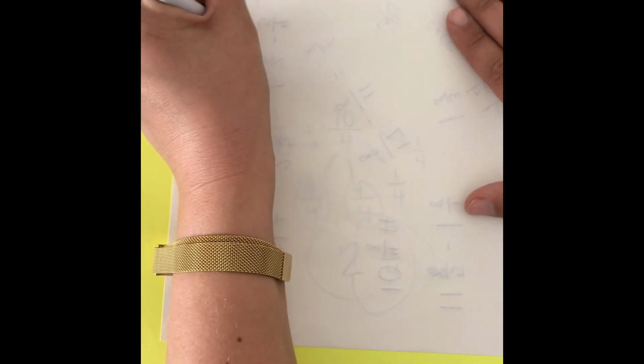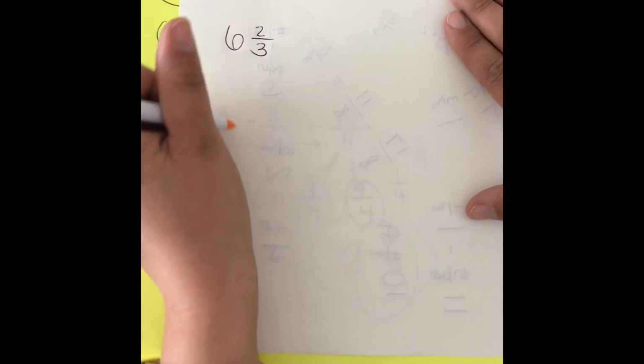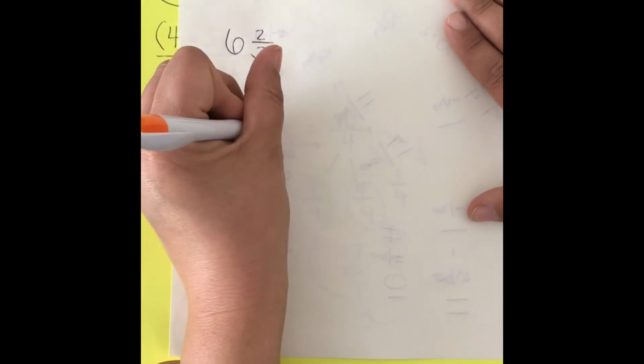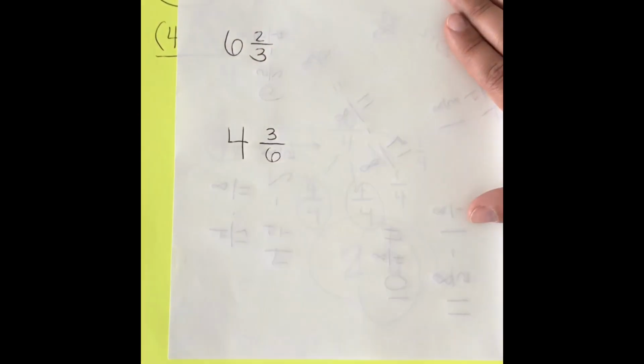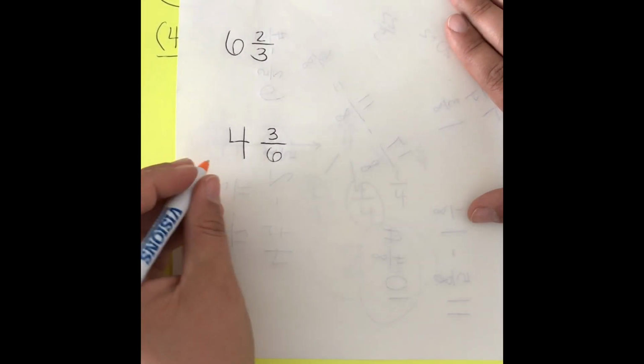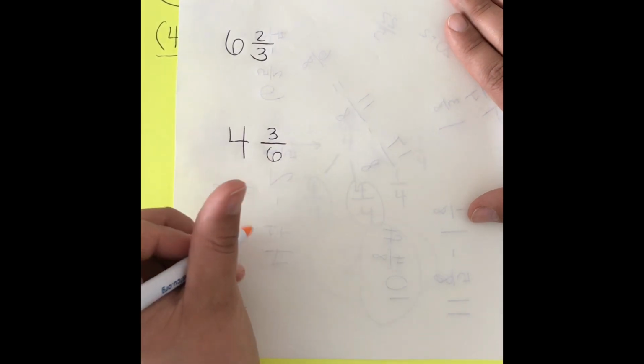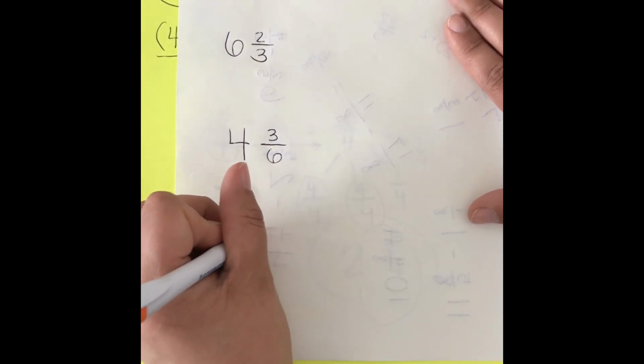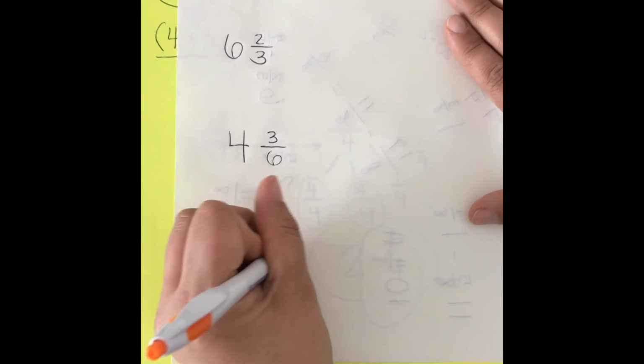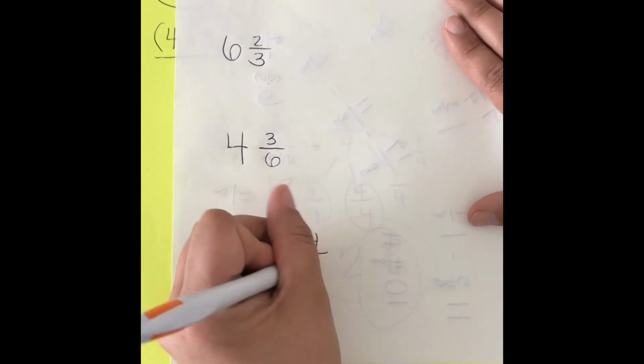Okay, here we go. I want you to convert 6 2/3 to an improper fraction. I want you to convert 4 3/6 to an improper fraction. And then I want you to subtract 6 1/5 minus 4/5. All right.